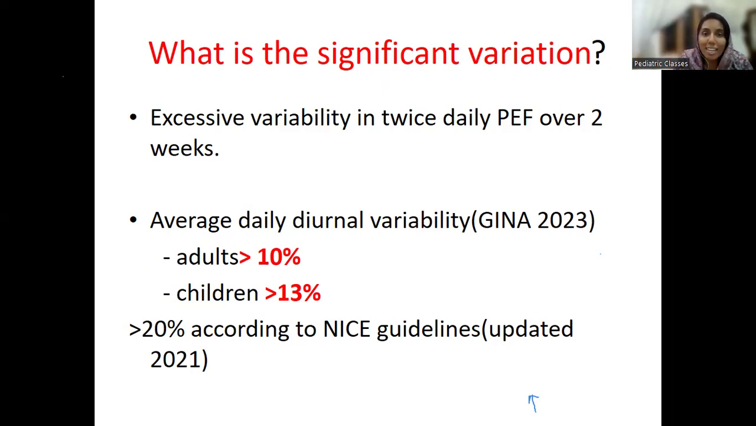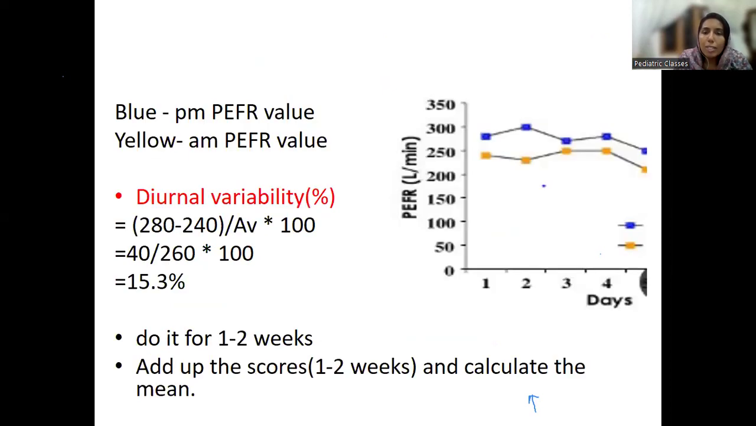Somebody asked me what is the diurnal variation. Okay. So see this, I'm sorry for the clarity. This is how you can plot it like this, or you can write it down also. So once you are plotting like this, see this day 1, what are they seeing? Day 1, the blue things are the PM PFR values, and the yellow ones are the AM PFR values. You all know, like in the morning hours, our expiratory flow rates will be relatively lesser compared to the other times of the day.